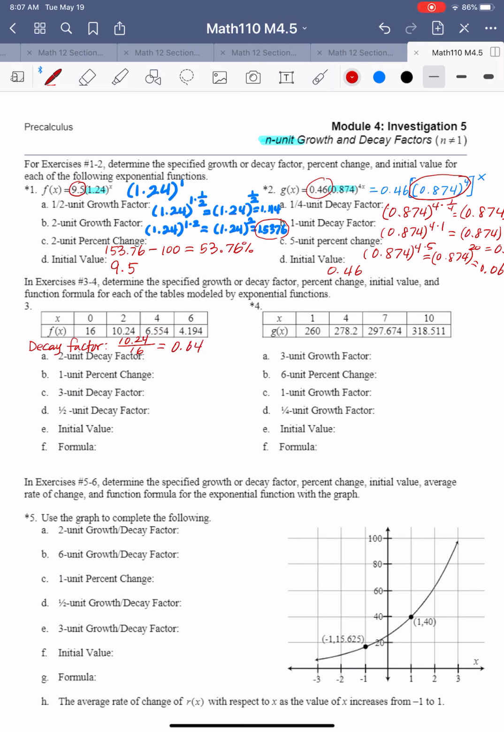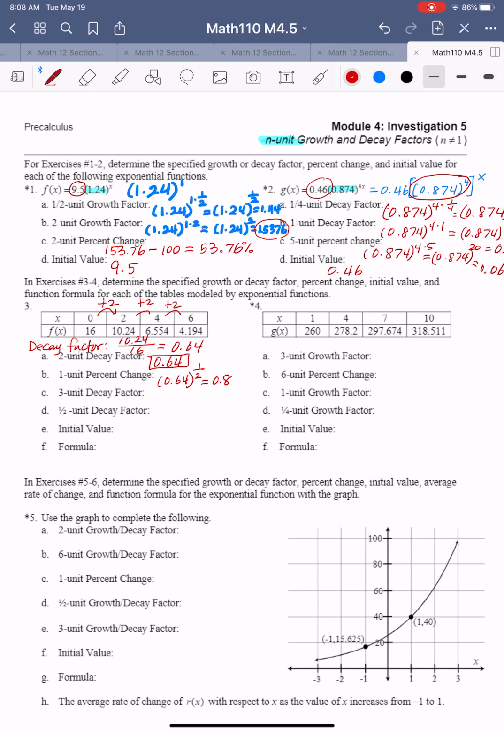0.64. But 0.64 is already the 2-unit growth factor, because x is increased by 2, and this is another 2, right? Now, I want to find the 1-unit percent change, which means from the 0.64. And then the 1 unit is actually half of 2, right? So that's going to be the 1 over 2 power, and then it becomes 0.8.